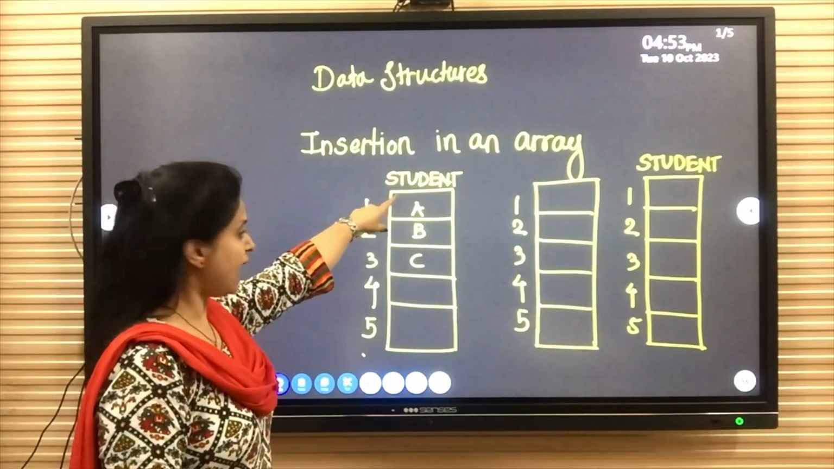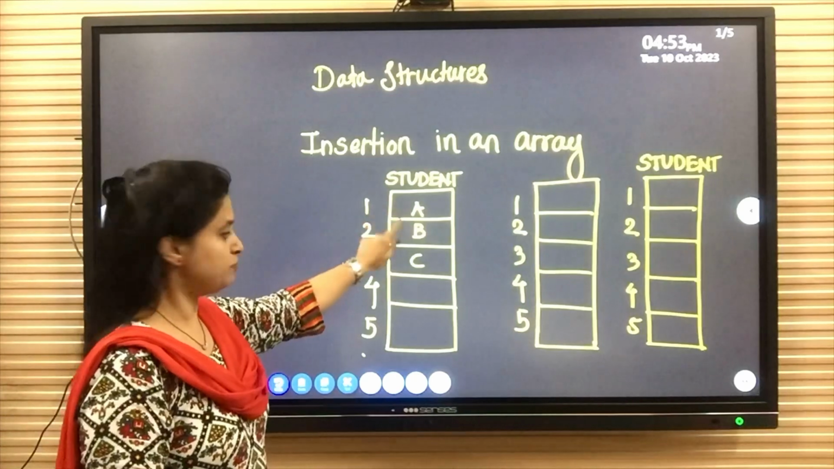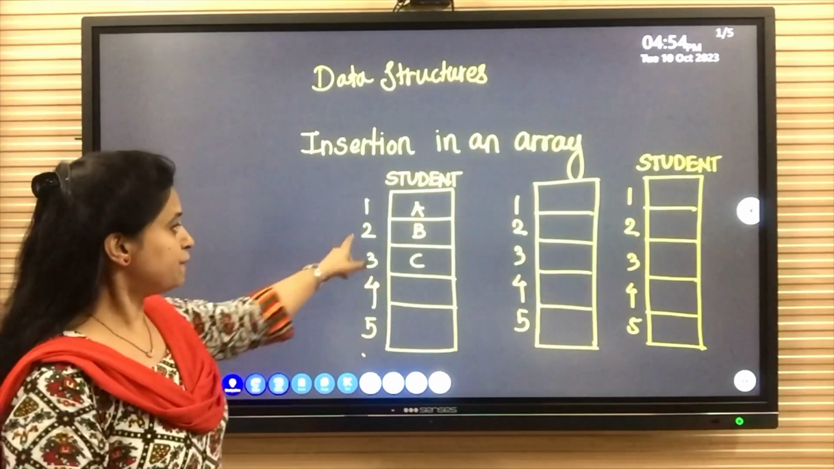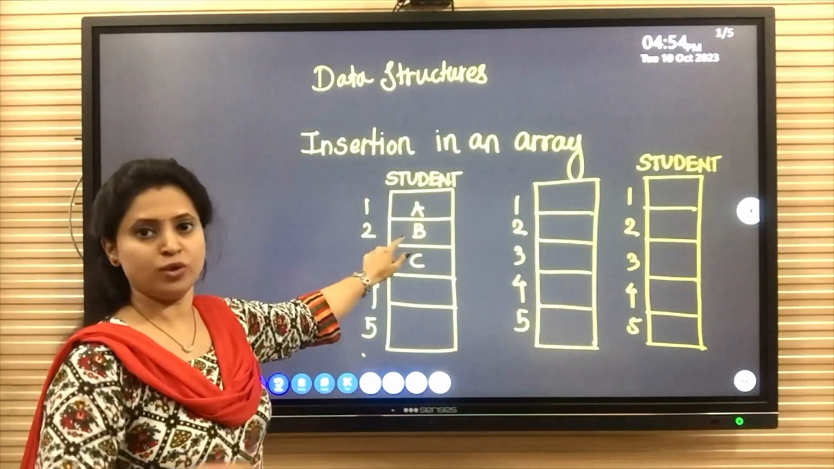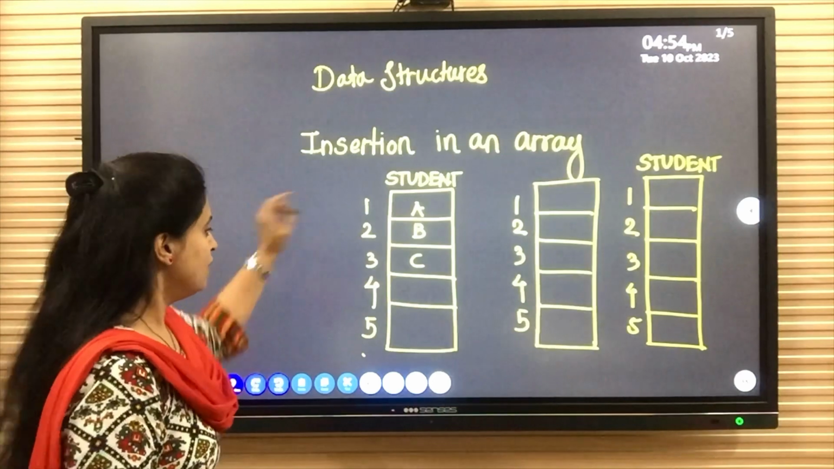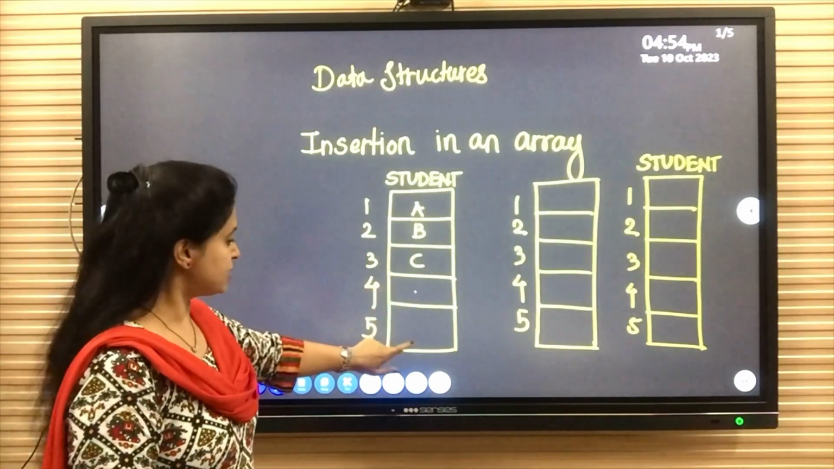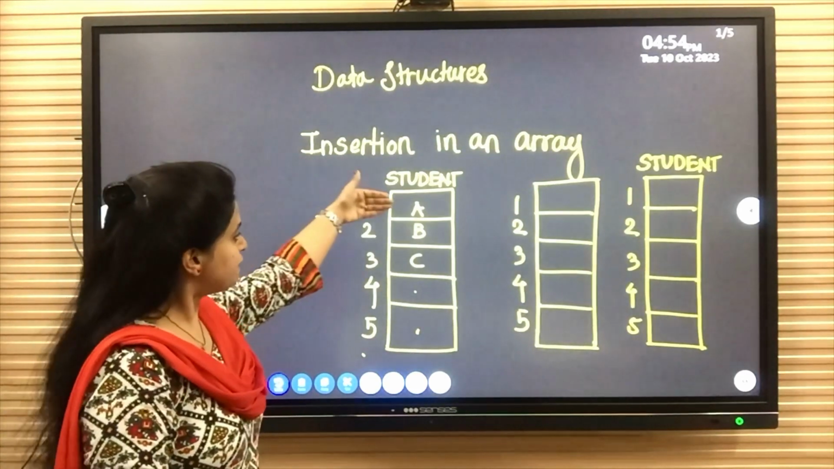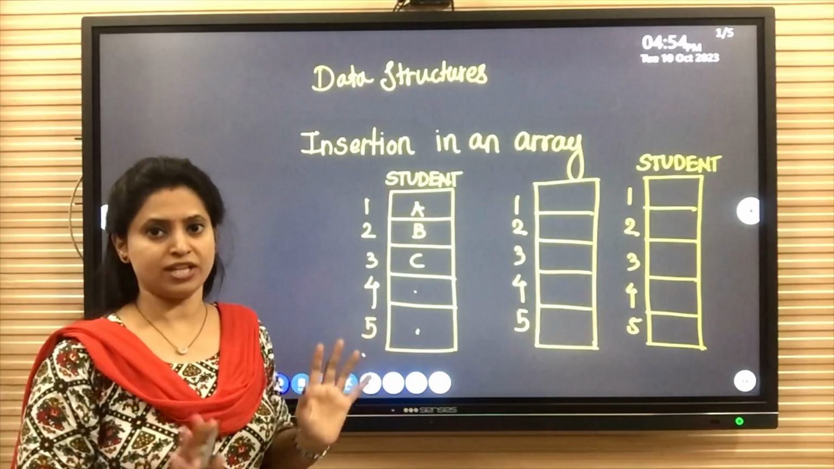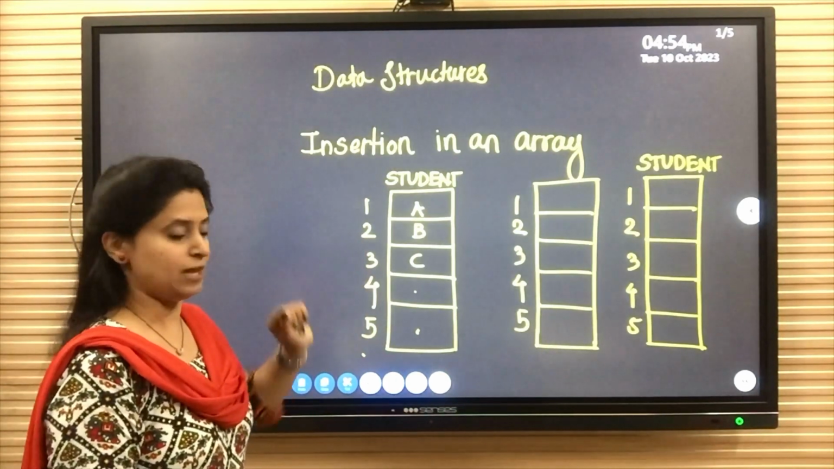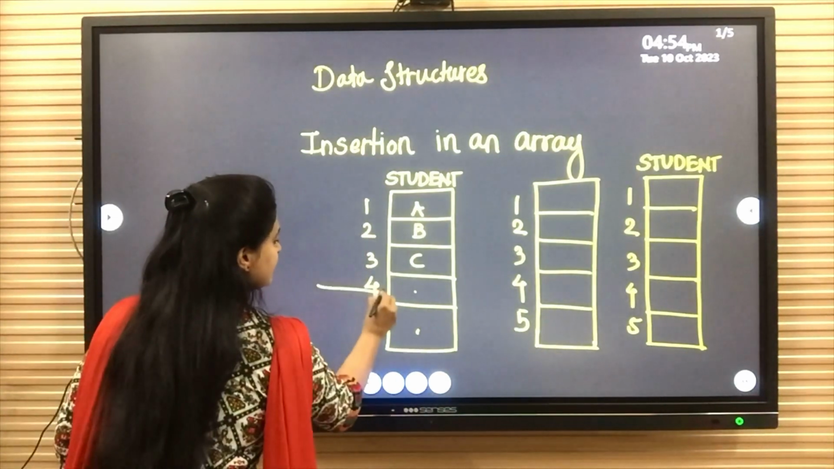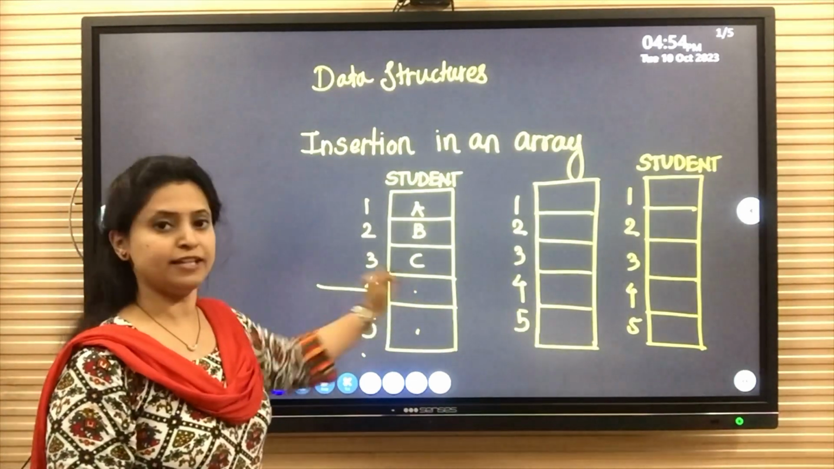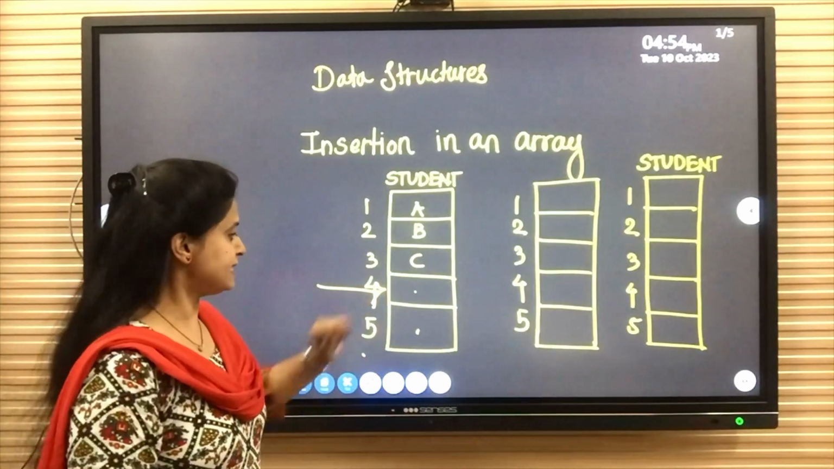Now here the student array is having 3 elements A, B, C at the indices 1, 2 and 3. Now if we want to insert a new element in the array, we can insert the element at 4th place, we can insert the element at 5th place. If we want to insert the element at 1st, 2nd, at any location, at any position, we can insert the element. But if we want to insert that element at the 4th position, which is already an empty place, here we can insert it easily.